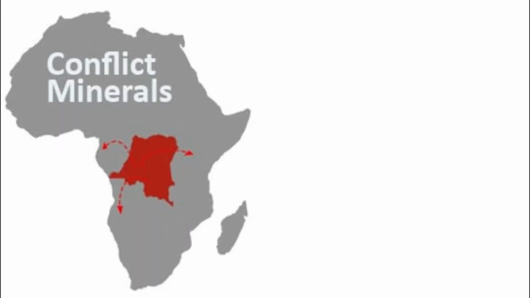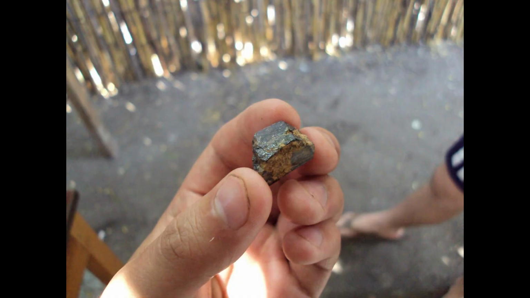Firstly, let's take a trip to the Congo. The Congo is rich in natural resources such as gold and coltan. Coltan is a mineral which is necessary in the making of modern smart devices. Coltan is most commonly used in tantalum capacitors.